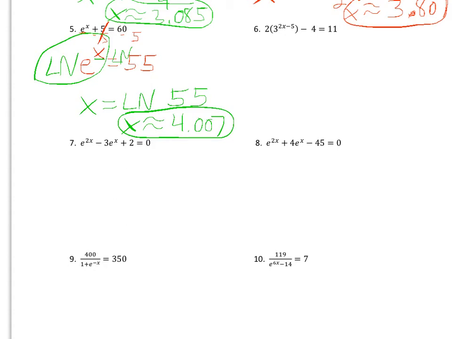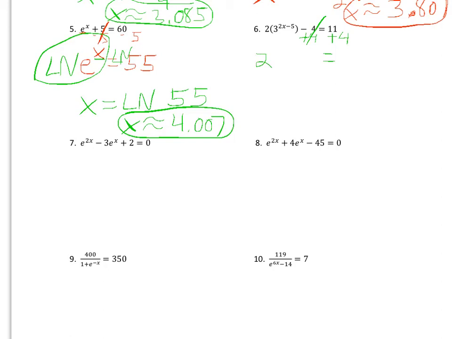Okay, number 6. When I look at number 6, I'm going to use my arrow here. I ask myself, all right, where's the base? Where's the power? Well, it's right here. So my goal is I want to get this 3 to the 2x minus 5 completely by itself. So I have to get rid of this 2, and I have to get rid of this negative 4. Well, I'm going to have to get rid of this negative 4 first by adding. So I add 4 to both sides.